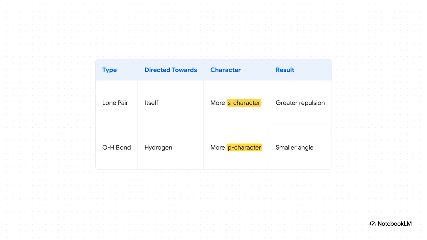Look, the lone pairs, they're not bonded to anything, so the oxygen atom lets them hoard all that good s character. More s character makes them rounder, more volumetric, and yes, more repulsive. So to balance the books, the orbitals that have to bond with hydrogen get shafted. They get less s character and are forced to take on more p character. And what did we just learn? More p character means a smaller angle closer to 90 degrees.